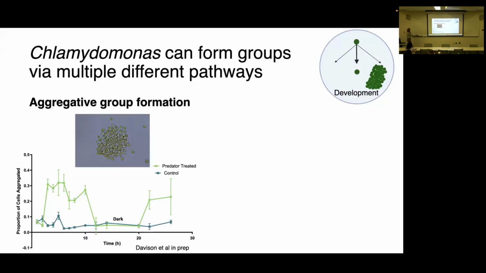And you can see the dynamics of this group formation here. When you add predators, you'll see groups form within about 10 minutes. These are growing in a day-night cycle. In the dark, they break apart. I don't really understand why. It's a big mystery. And then they come back together. So this is group formation through aggregation.